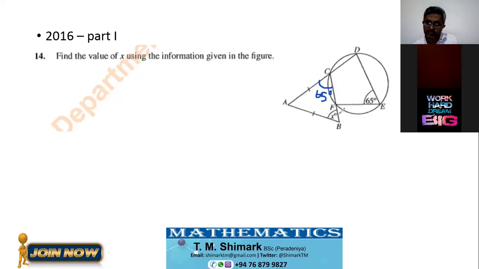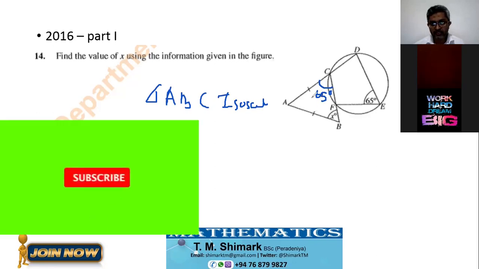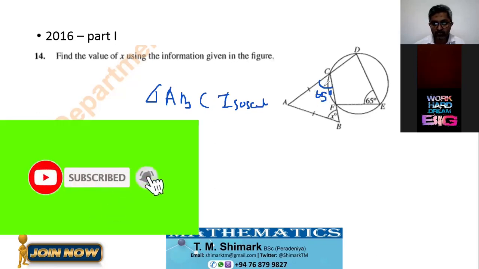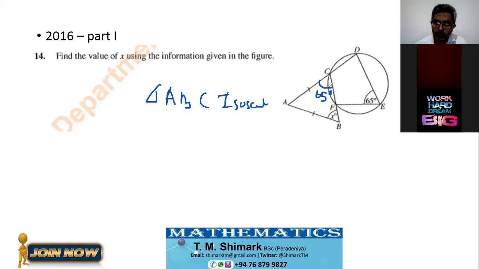How will you find x? You take triangle ABC, an isosceles triangle, you have to write that down. Isosceles triangle means equal sides are there, and the angles opposite to the equal sides are equal. So this angle will be equal to this angle. So x is going to be equal to 65.